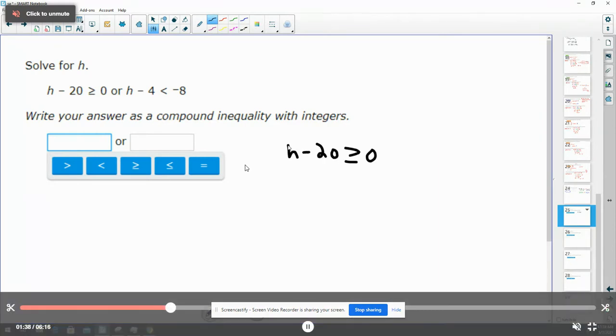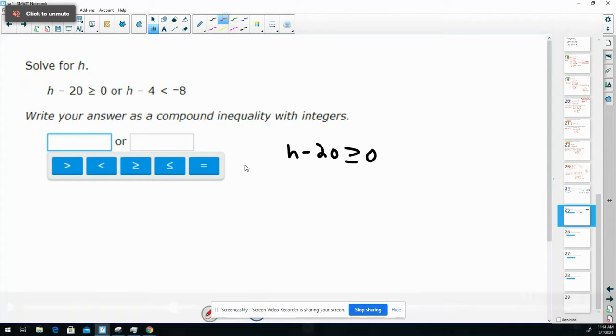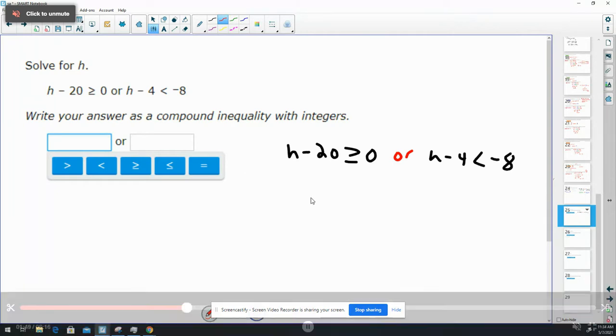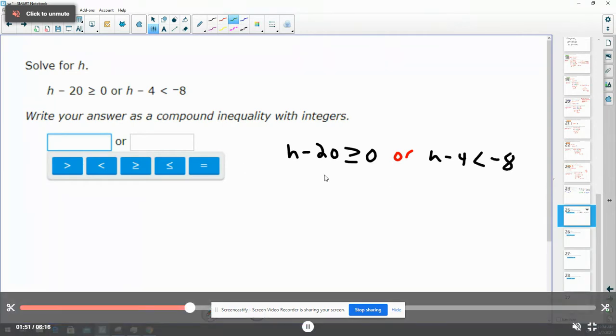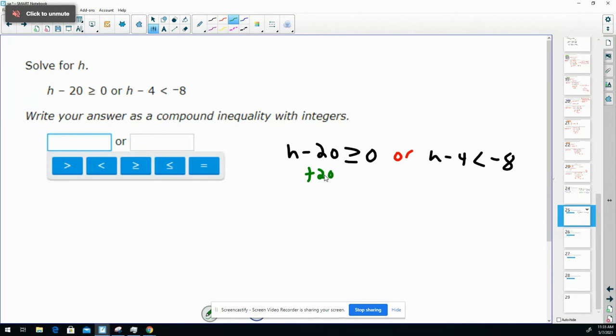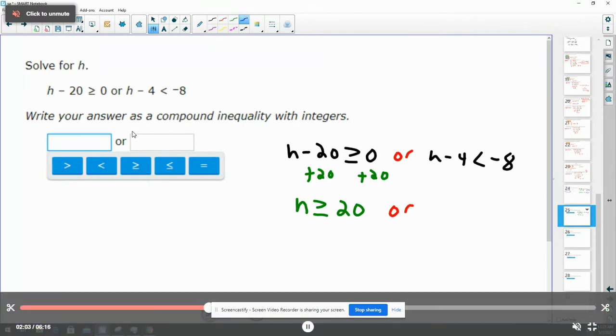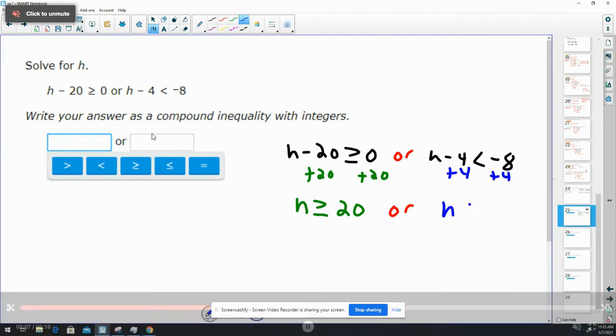So now here, this one we're going to have to actually write in. So we have h minus 20 is greater than or equal to 0, or h minus 4 is less than negative 8. So for the first one, we're going to add 20 to both sides, and we'll get h is greater than or equal to 20. Or, the word or just drops down, which it's already written for you here, so you don't even have to type it in when you write in your answer. Or we're going to add 4 to both sides on that one.